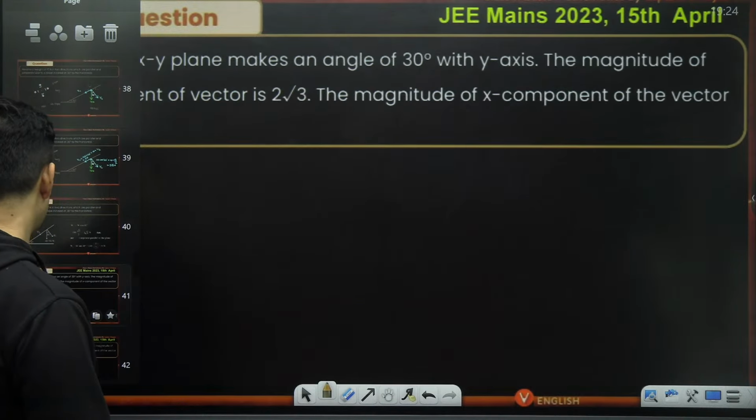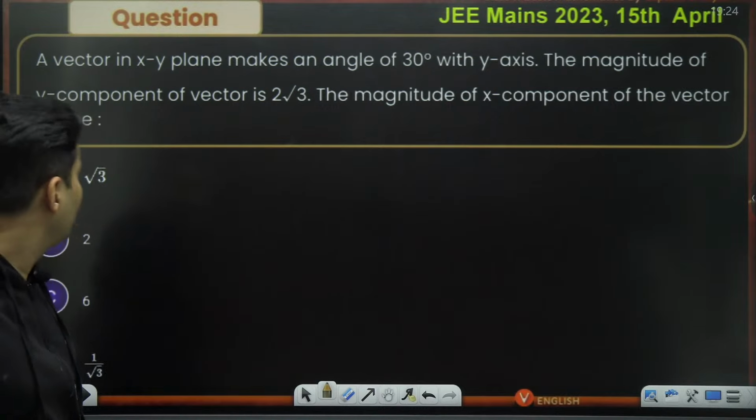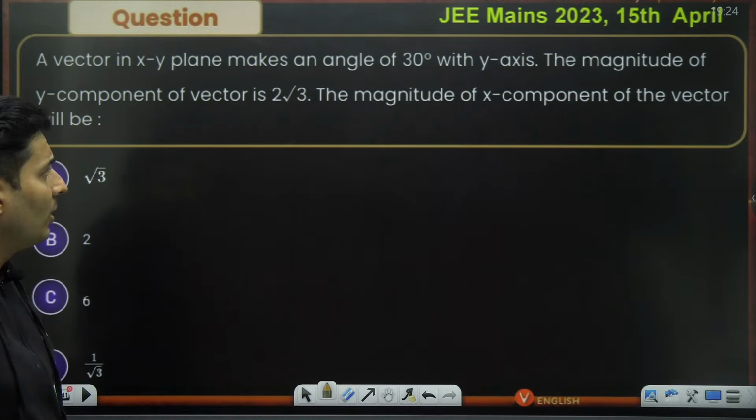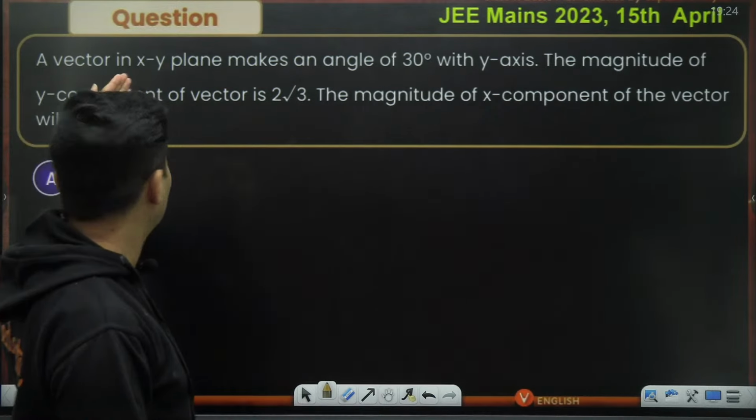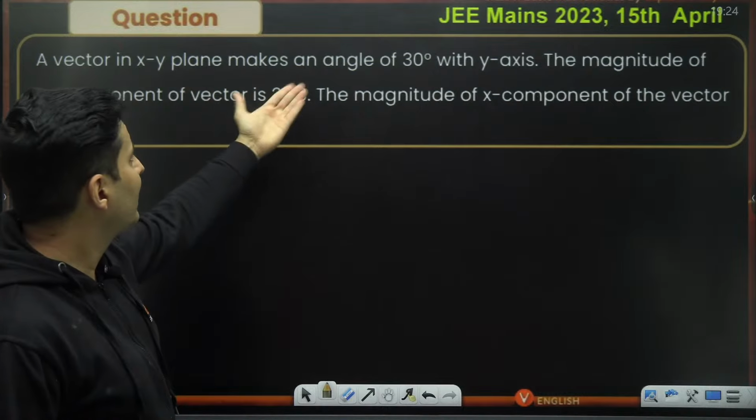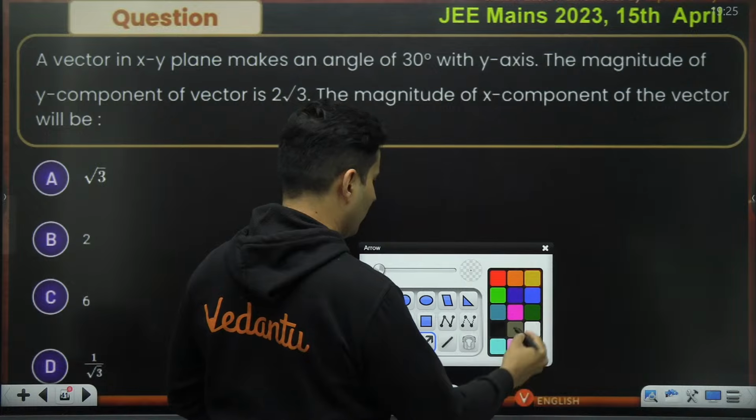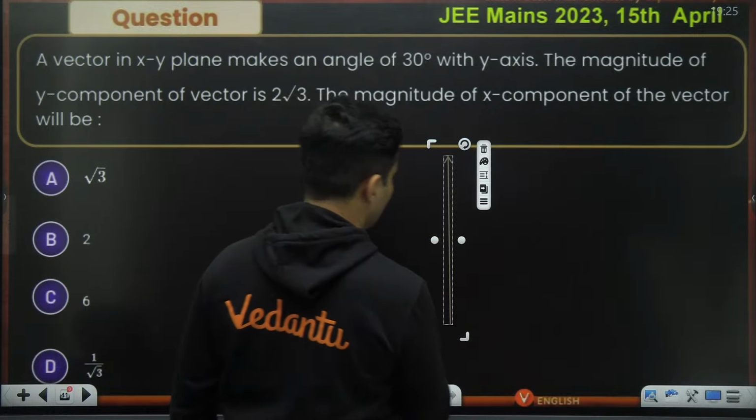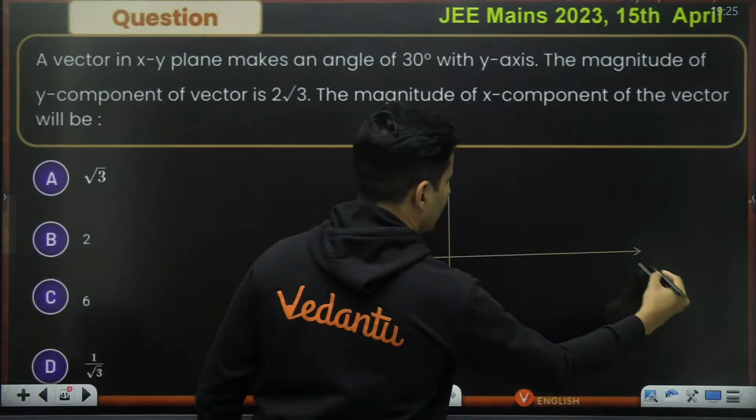Yeah, these are some critical questions. Look at this JEE Mains question. This came in the year 2023. The vector in the xy plane makes an angle of 30 with the y-axis. The magnitude of the y component of the vector is 2 root 3. The magnitude of the x component of the vector will be how much? Think of the vector diagram. Makes an angle 30 degrees with the y-axis. So first let me draw our y-axis, and this is our x-axis. So this is y and this is x.